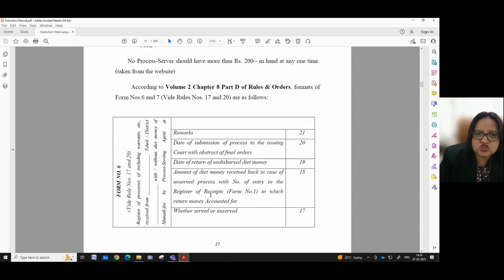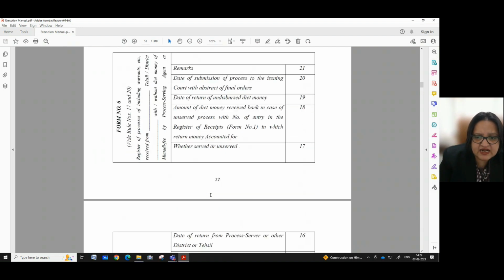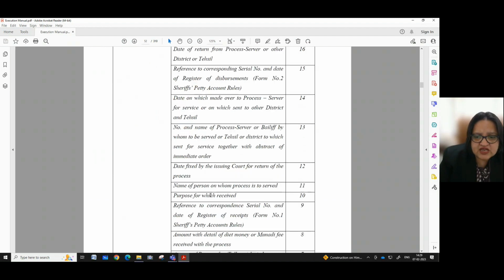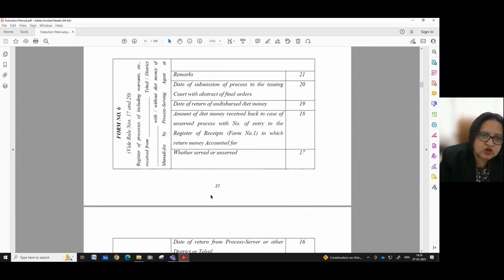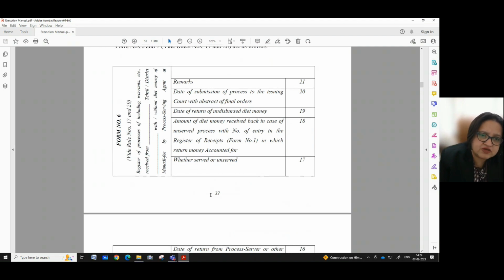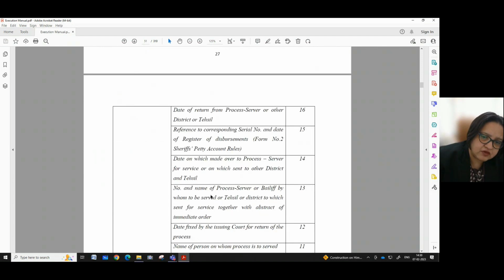According to volume 2, chapter 8, part D of the Rules and Orders, the formats of form number 6 and 7, vide rules number 17 and 18, are as follows. So if we can see, this is the entire format pertaining to form number 6, vide rule numbers 17 and 20, which is the register of processes, including warrants, etc., received from tehsil or district, with or without diet money or munadi fee, by the process serving agent.